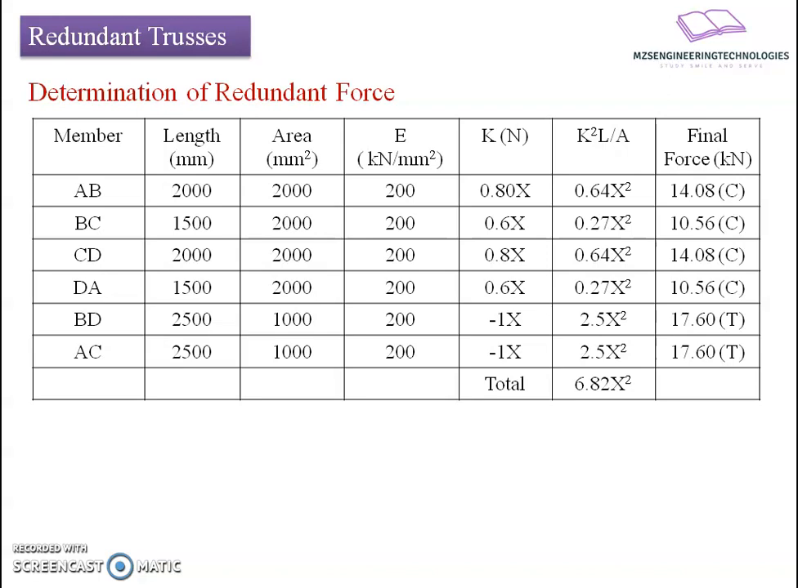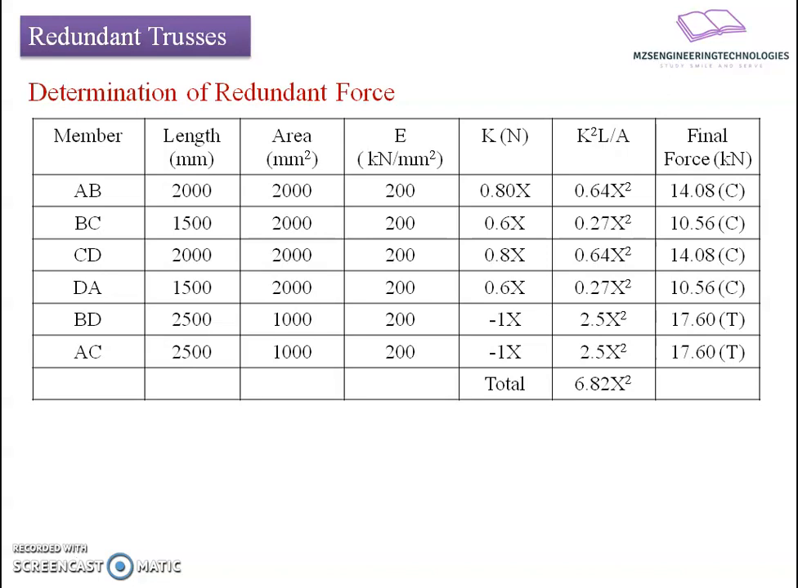It is 20 centimeter square for the horizontal and vertical members, which is about 2000 mm square if we convert into mm. Similarly, for the diagonal bracing, it is given as 10 centimeter square. So if we convert to mm, it will be 1000. E is given to us. It's 200 kilonewton per mm square. Then the K values we have just found out: 0.8, 0.6, 0.8, 0.6.